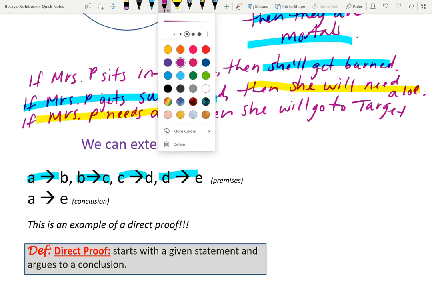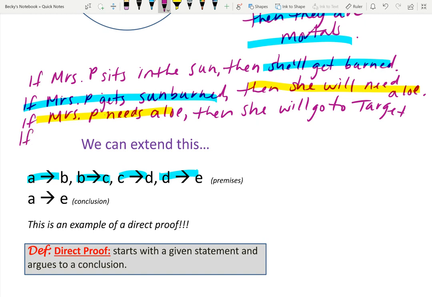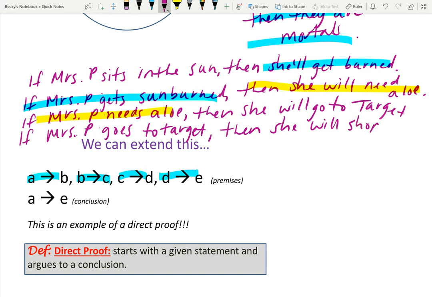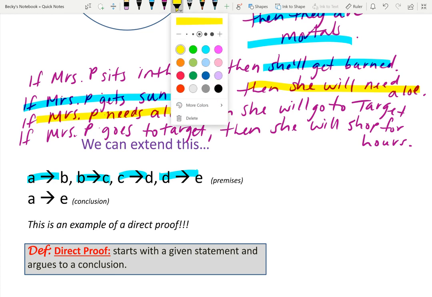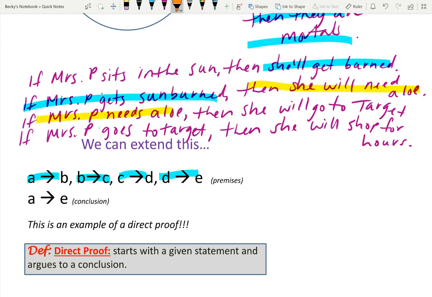All right, so again, if Mrs. P goes to Target, then she will shop for hours. I don't know, I'm just making this silly. Okay, again, we have a pattern that I ended and started with the same information. So she will go to Target, go to Target.